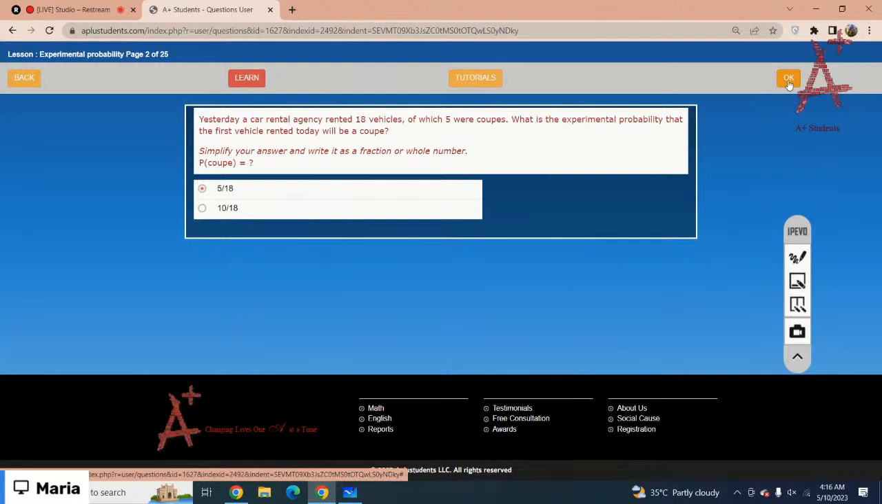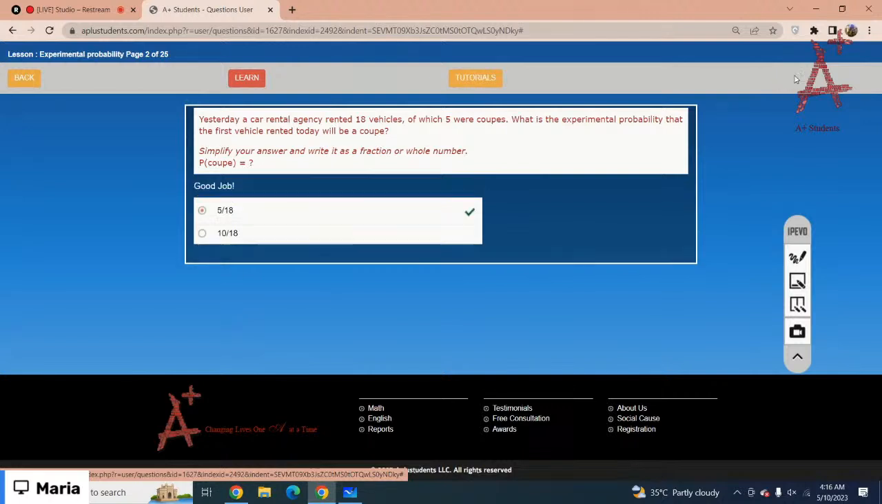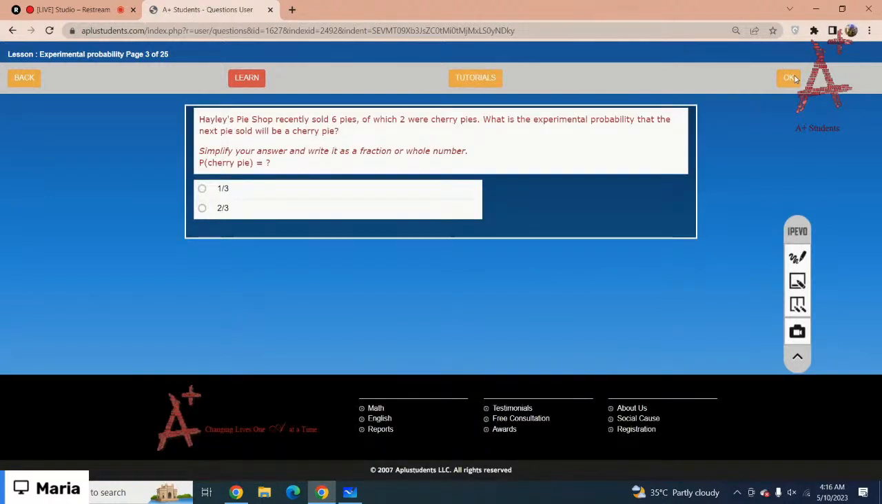Okay, the next one would be, Halle's Pie Shop recently sold 6 pies, of which 2 were cherry pies. What is the experimental probability that the next pie sold will be a cherry pie? So which is the correct option?